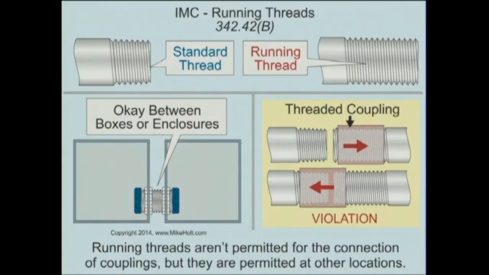Yeah, I've used them, but as you say, only when you need to. But now watch what the code says. The code says running threads are not permitted for the connection of couplings, but they are permitted in other locations. The reason you can't use a coupling is that you can thread the coupling until it goes off the other side. The purpose of a raceway thread is that it has a taper, 3/4 inch per foot, so that as the thread goes into a fitting or a coupling, it starts to bind. If you have a running thread, the thread is straight across with no taper, so you could never get a solid, effective ground-fault current path between the two. That's the reason you can't use them at couplings, but you can at other locations.